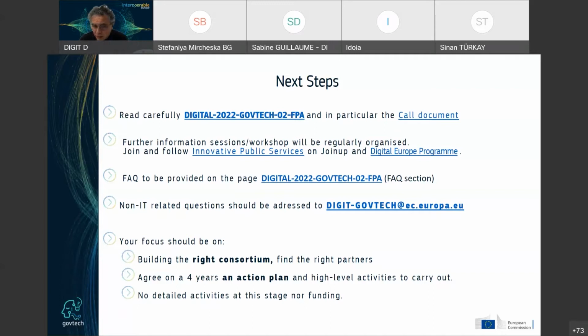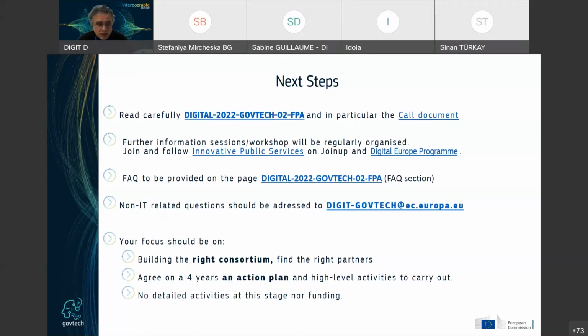Here we will publish all the events, ongoing events, and I also advise you to look at the Digital Europe Programme. They will also relay any information session for us, as well as other calls you might be interested in. There will be an FAQ section on the page of the call. As this is an open call for an FPA, every question that is asked, we will put the answer there, and of course the answers will be public.